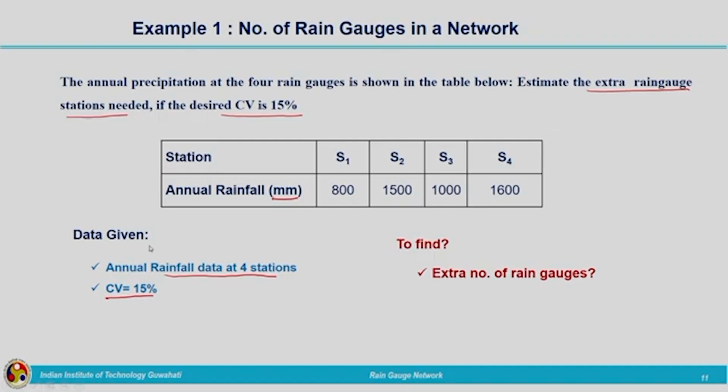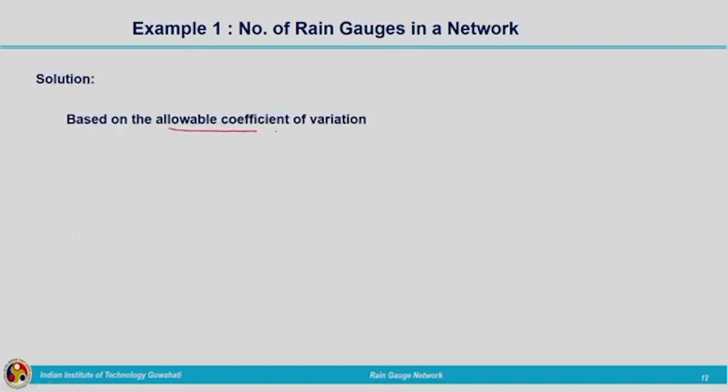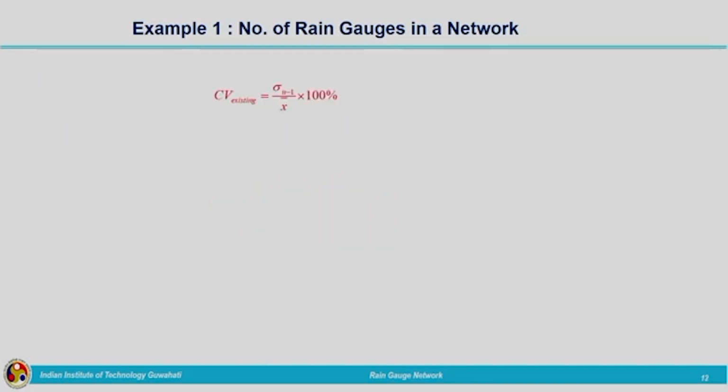First, we will make use of the method of allowable coefficient of variation. The formula for the desired number of rain gauges is N desired equals CV existing divided by CV desired, all squared, multiplied by N existing. So, how can we calculate CV existing? We calculate the standard deviation of the sample data, sigma n minus 1, and the mean of the sample data. So, CV existing is equal to sigma n minus 1 divided by x bar, into 100.